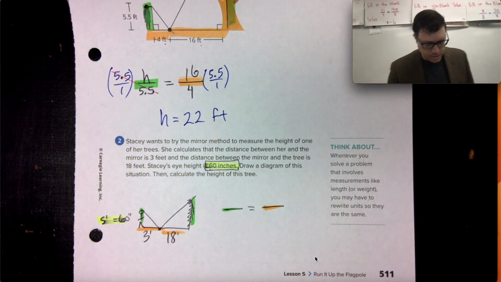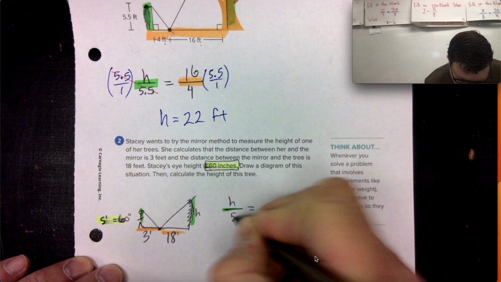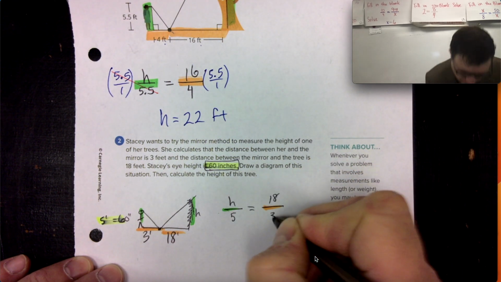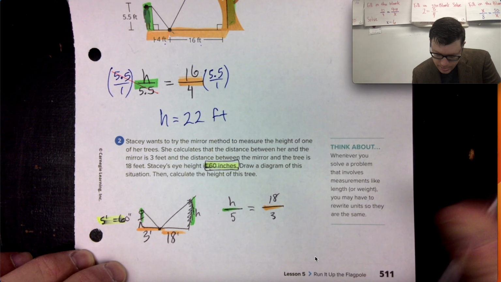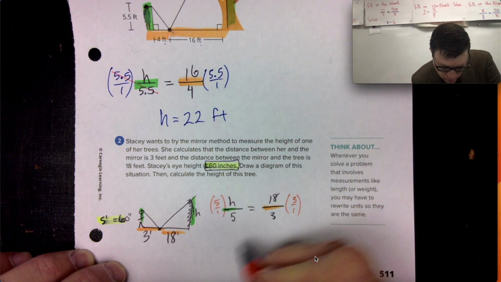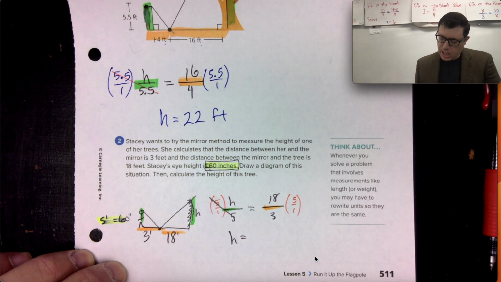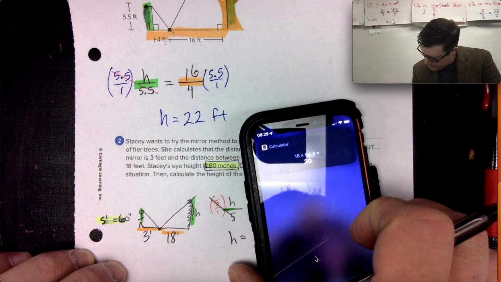Okay, then calculate the height. So I'm going to go height of the tree. I'm going to go 5. I'm going to go 18. I'm going to go 3, which means timesing by 5 over 1. Reduce that. H equals. Hey Siri, what's 18 times 5 divided by 3? 18 times 5 divided by 3 is 30.